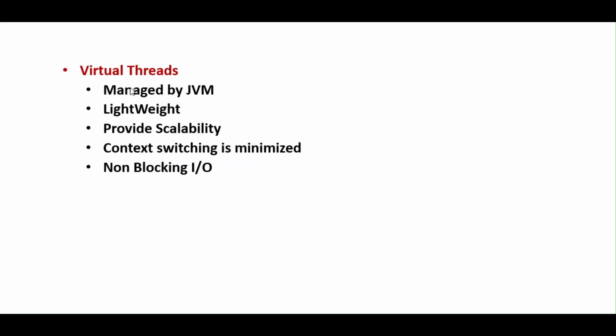So now we can discuss the key points regarding virtual threads. Virtual threads are managed by the JVM, because no intervention is required from the operating system for each thread execution. And the second point is that these are lightweight. Virtual threads consume fewer resources, making them suitable for highly concurrent applications. They do not require a system call for each and every thread execution, making them lightweight.